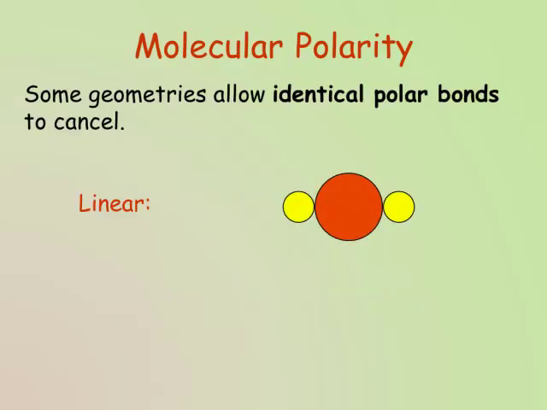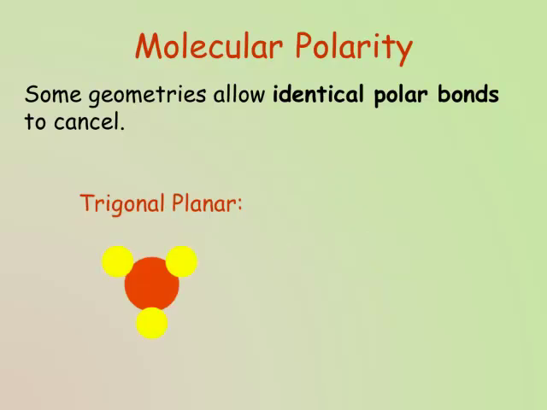Some geometries allow identical polar bonds to cancel. If you have two identical bonds in a linear molecule, for example, the polarities of the two bonds cancel out, and the molecule is nonpolar overall. It's like an equally matched tug of war. There's no net effect because the poles completely cancel one another out.